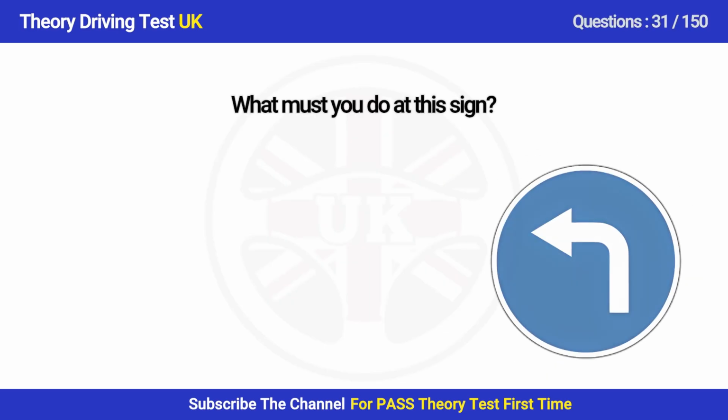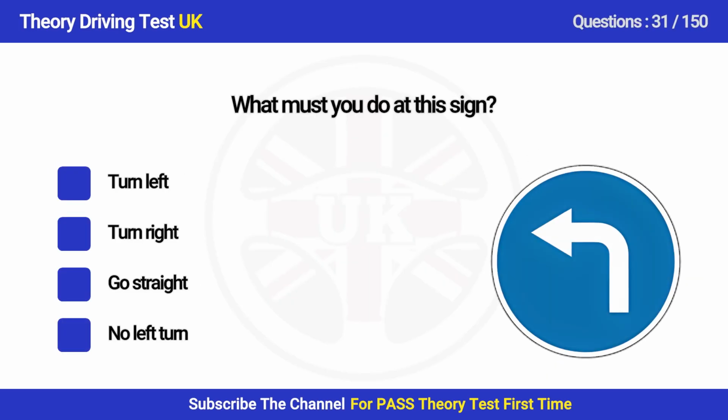Question 31. What must you do at this sign? A. Turn left. B. Turn right. C. Go straight. D. No left turn. Answer is A. Turn left.